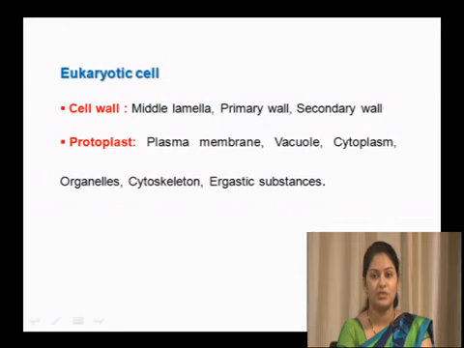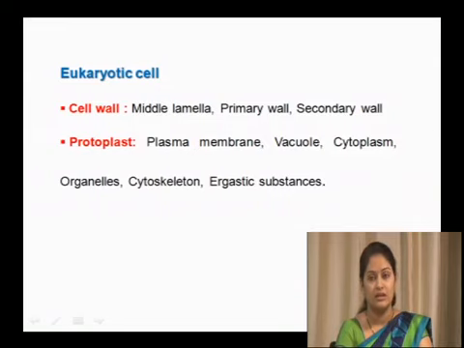Next component is protoplast. So protoplast is the entire living content within the plant cell, or a typical animal cell. When protoplast is considered, it has an outer covering living membrane called plasma membrane. In plants you can find vacuole, which is surrounded by tonoplast, and it contains cell sap. Then in between the plasma membrane and tonoplast you can find the cytoplasm. So cytoplasm further holds the organelles, cytoskeleton, and ergastic substances.